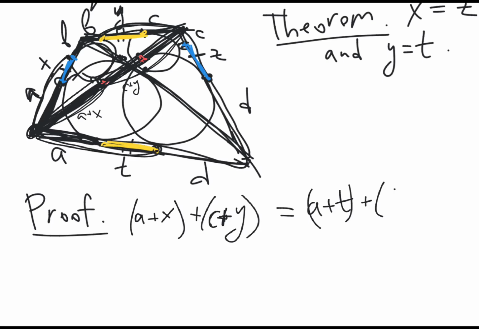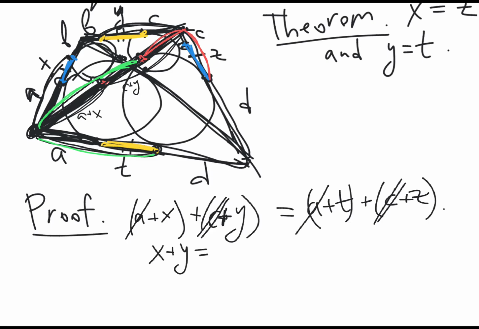Let me choose another color. So this part is equal to this part, right? And then this part would be equal to this part, right? So one is a plus t, and the other is c plus z. So in this equality we see that a cancels and c cancels. So what we get is x plus y is equal to t plus z.